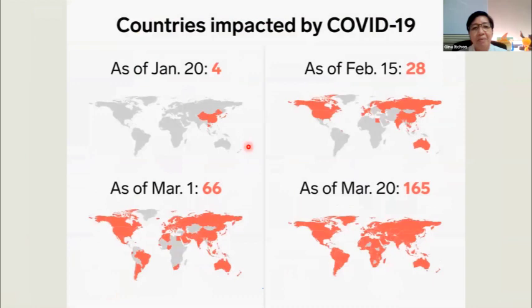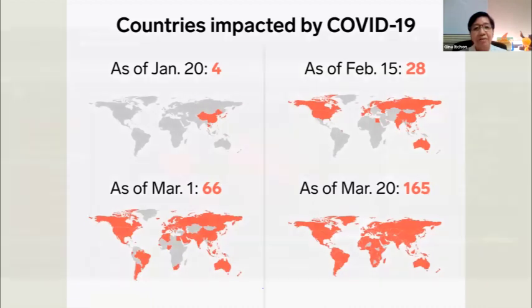No? By January 20, there were only 4 countries affected with the disease. By February 15, there were 28, including the Philippines. By March 1, 2 weeks after, there were 66. And by March 20, it was all over the world. No? It was very difficult to find an area that was not affected with COVID-19. So that is how we are now, no?